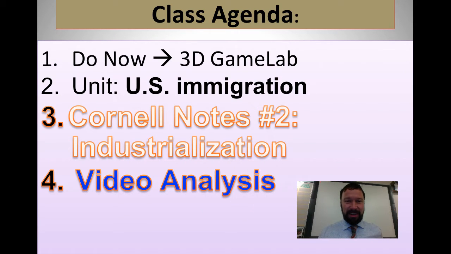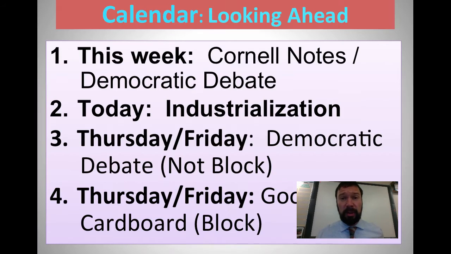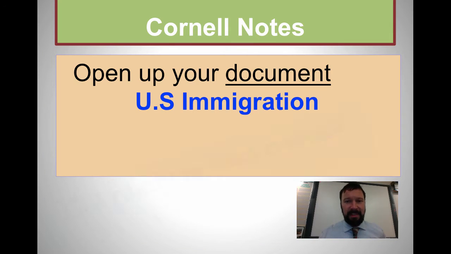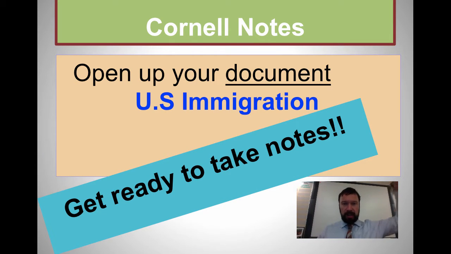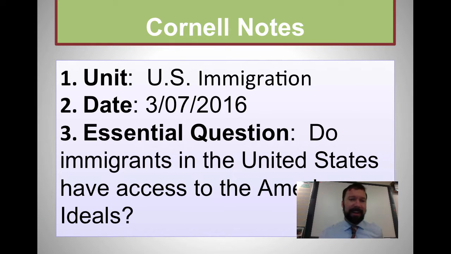Class agenda, let's see. We all know this stuff. Video analysis to finish it off, and I'll make sure I cover that before we leave. This week, we got some exciting stuff. If you're in any other class but block, we are doing the Democratic debate. We did the Republican debate last week. We're looking at industrialization today. We're going to finish off a couple more Cornell notes for the rest of the week. If you're in block, Google Cardboard. All right, U.S. immigration notes.